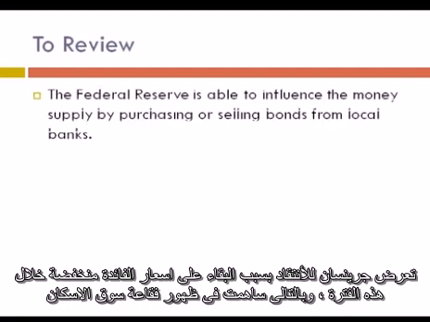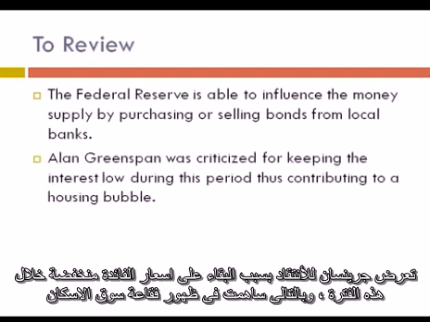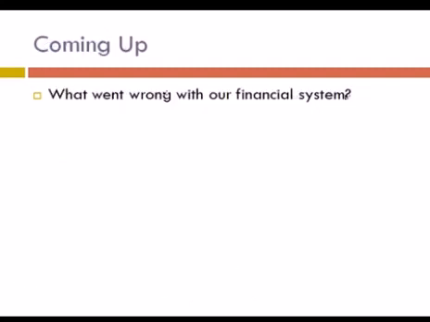To review, the Federal Reserve is able to influence the money supply by purchasing or selling bonds from local banks. Alan Greenspan was criticized for keeping the interest rates low during this period, thus contributing to a housing bubble. Coming up, we will learn what went wrong with our financial system.